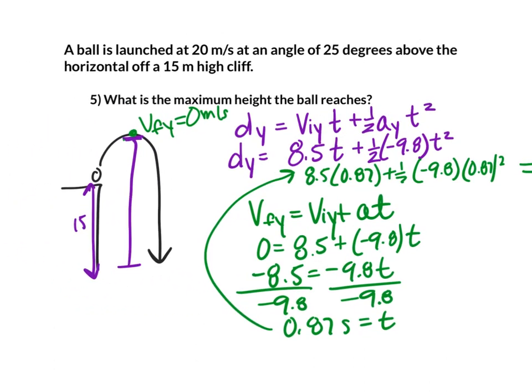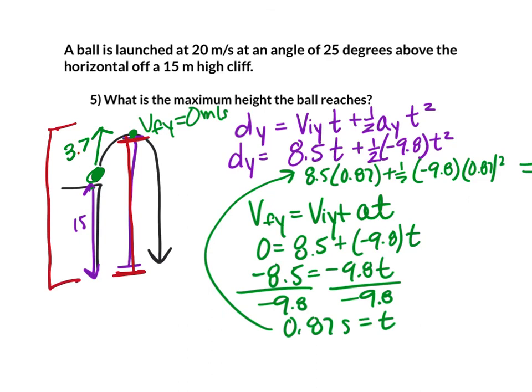3.7 meters is the answer that you got, but your ball's launched 15 meters off the cliff. That 3.7 isn't the maximum height. That's how high it's going from the cliff to the top. So this is 3.7 from here up to here. The maximum height, though, is from the ground up. So we want this total height.